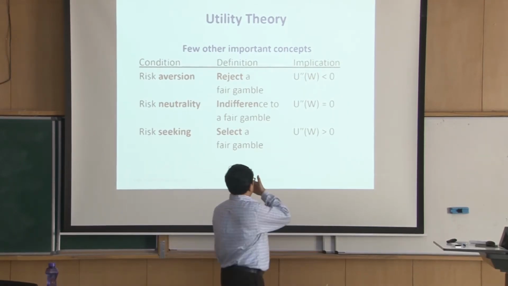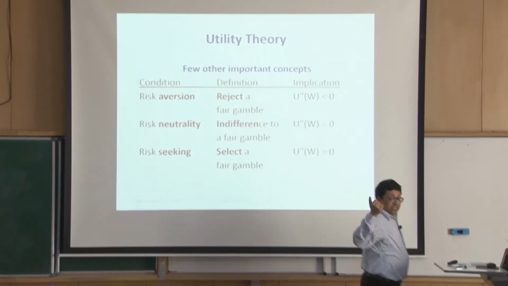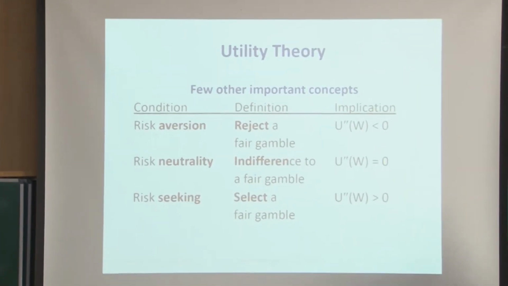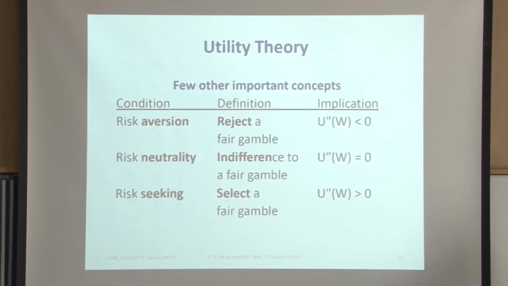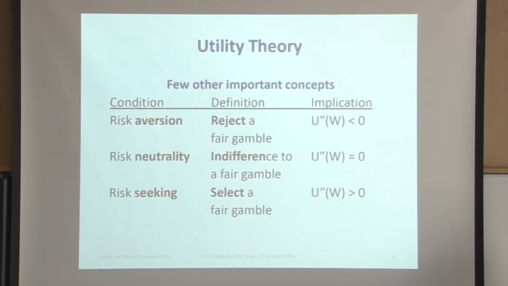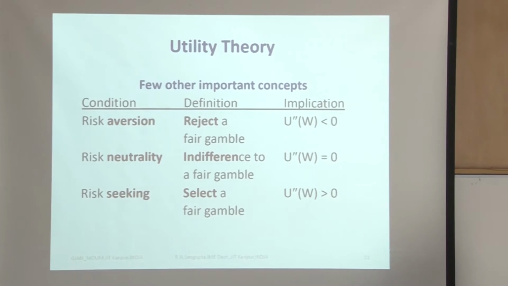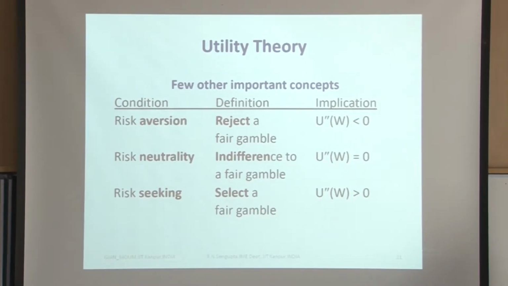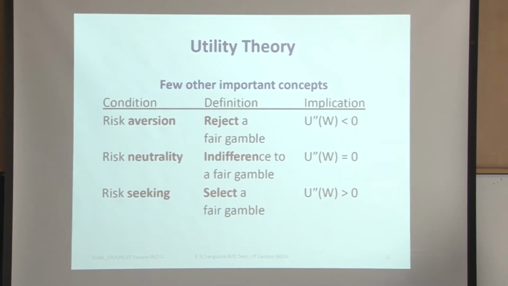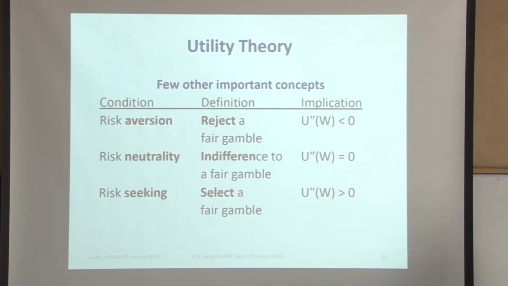That is all. The reason why you need these 2 utility functions, the properties, I am going to come to that later. So, if it is risk aversion, risk neutrality and risk seeking, as I mentioned, for risk aversion the second derivative is less than 0, for indifference it is 0, and if it is risk seeking, it is greater than 0.